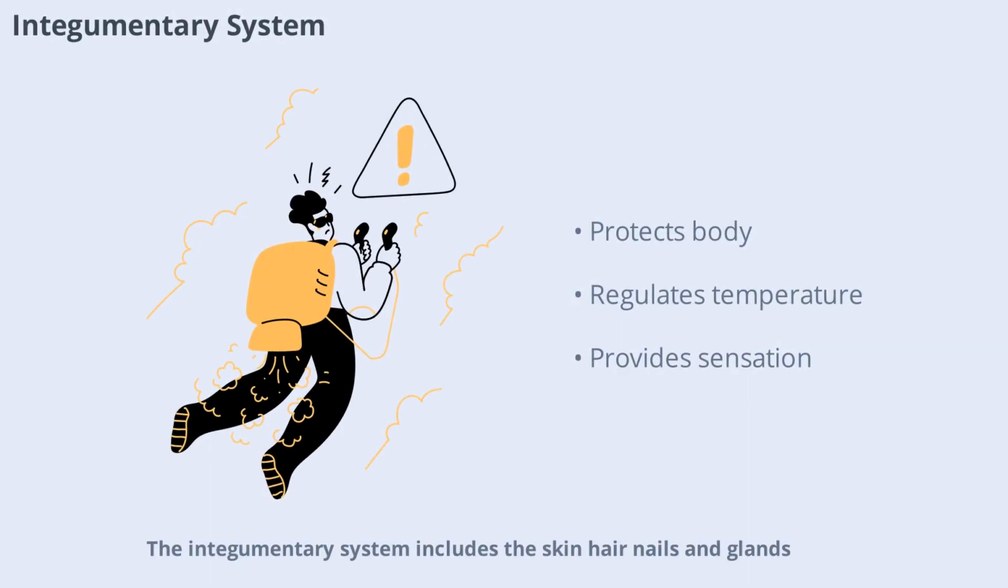The integumentary system includes the skin, hair, nails, and glands. It protects the body from external harm, regulates temperature, and provides sensory information. The skin is the largest organ in the body and acts as a barrier against pathogens and injury. This system is essential for overall protection and health.